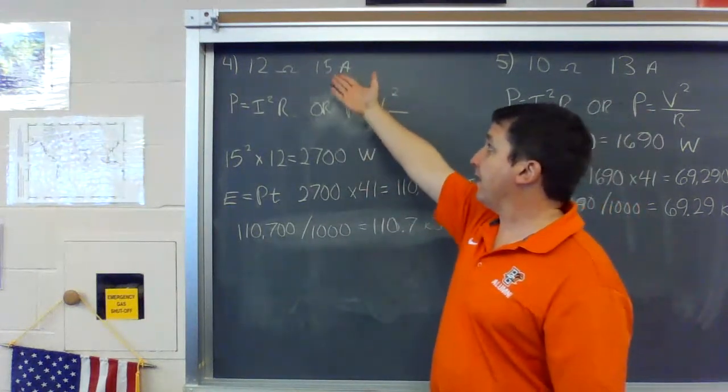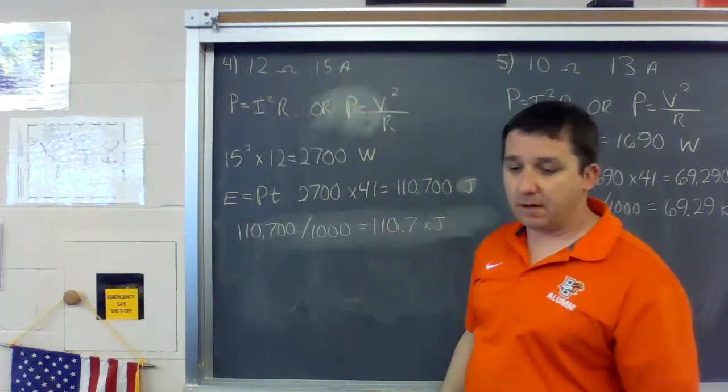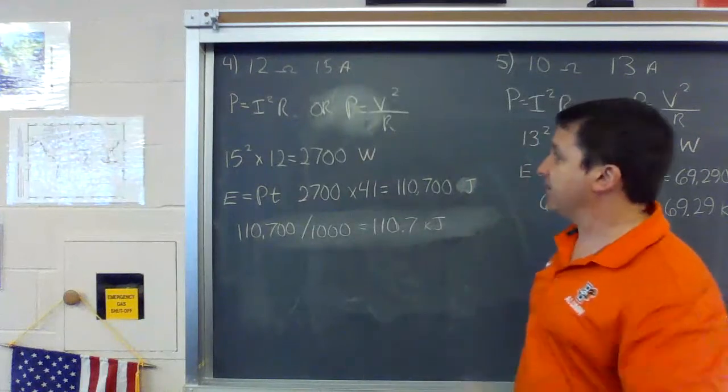In number 4 here on that worksheet, 12 ohms and 15 amps. We're talking about a heater. I think it's what I talked about for most of them.